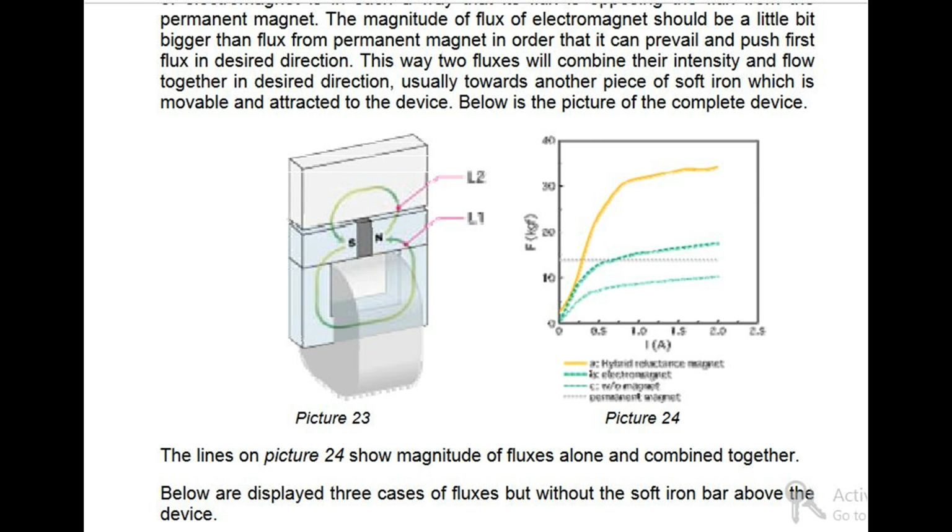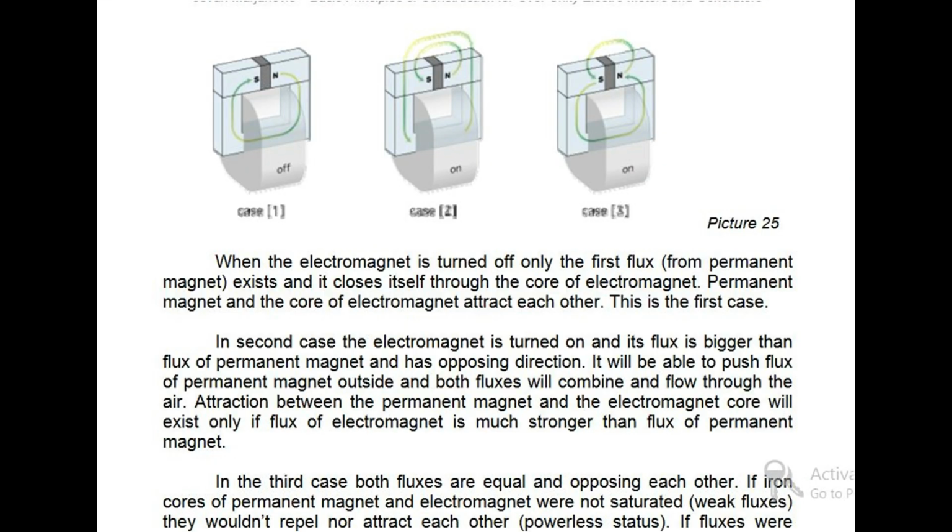Below are displayed three cases of fluxes but without the soft iron bar above the device. When the electromagnet is turned off, only the first flux, from the permanent magnet, exists and it closes itself through the core of the electromagnet. The permanent magnet and the core of the electromagnet attract each other. This is the first case.